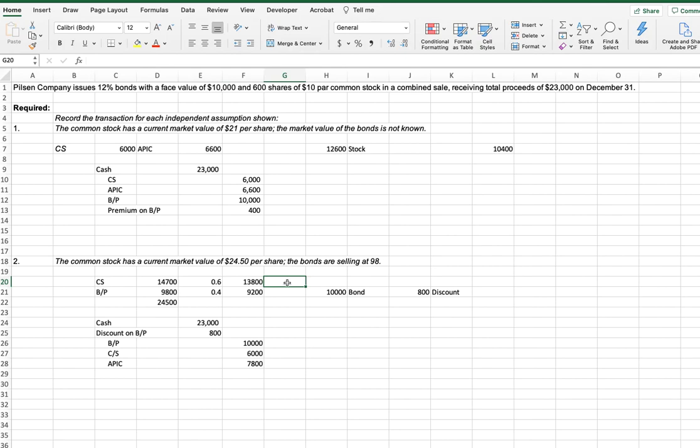We could have also divided 13,800 by 600, and we would see that the price is 23 per share, and so we could have allocated 10 to common stock, and then 23 minus 10 gives us 13 towards additional paid-in capital. And so I'll just on the side do 600 times 13, and we get that same 7,800. All right, I hope that helps you.